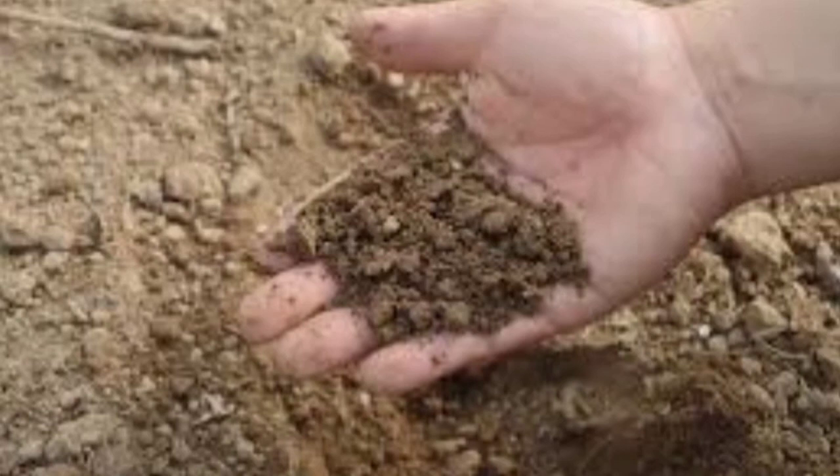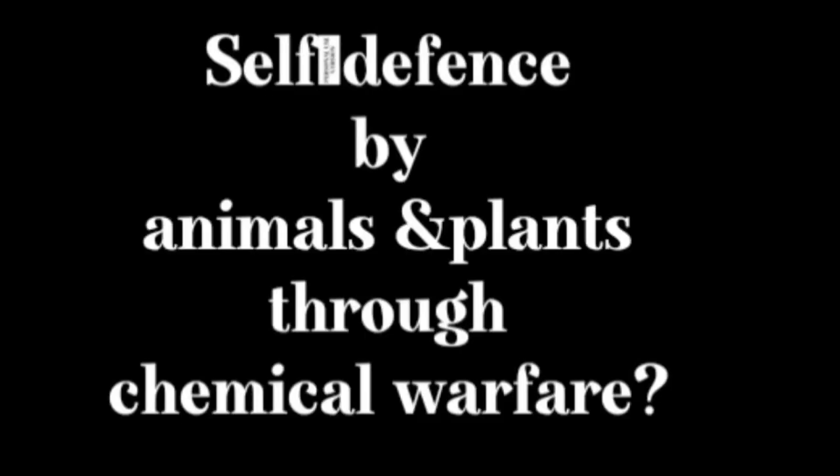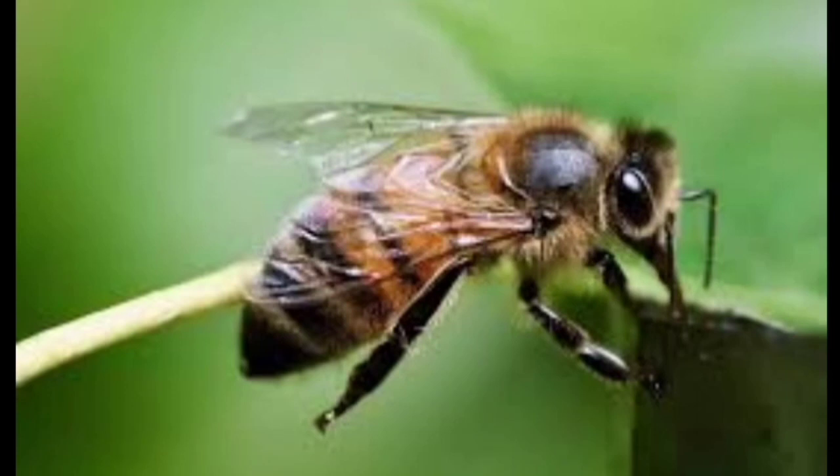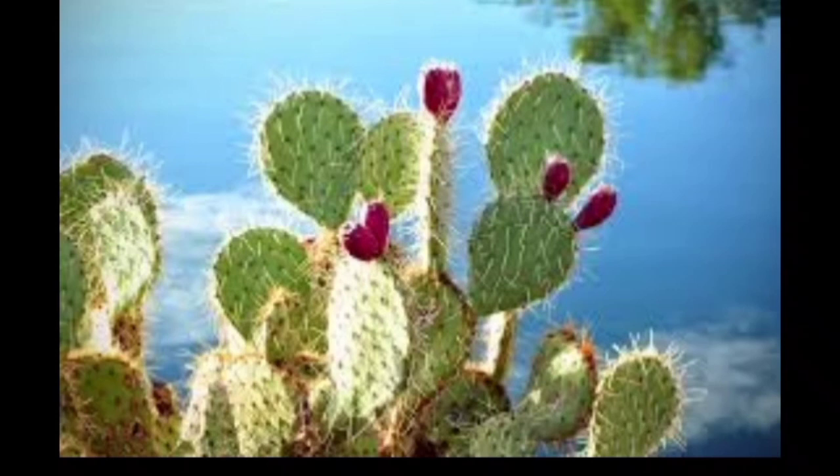Self-defense by animals and plants through chemical warfare. Every animal and plant should protect itself. Have you ever been stung by a honeybee? Yes or no? A bee sting leaves an acid which causes pain and irritation. A traditional remedy is rubbing the area with the leaf of the dock plant, which often grows beside the nettle in the wild.